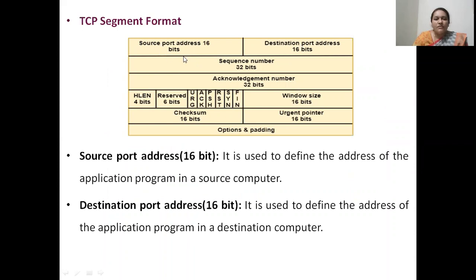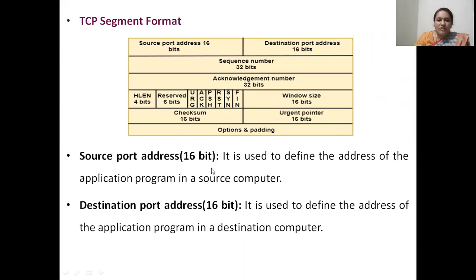This format consists of a source port address of 16 bits, destination port address of 16 bits, 32 bits sequence number, 32 bits acknowledgement number, 4 bits of header length, 6 bits of reserved information. And these 6 bits are nothing but flag information. And 16 bits window size, 16 bits checksum, 16 bits of urgent pointer, and options and padding field. So let us see what each of these fields of the format stand for.